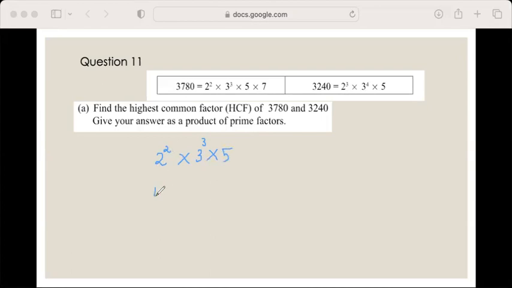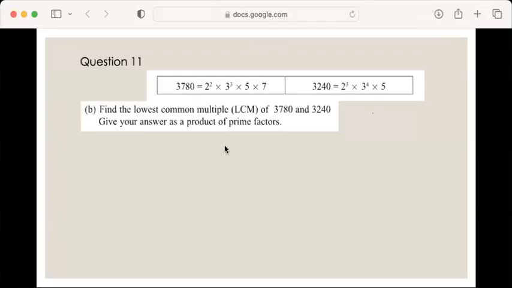So 2 squared is 4 and 3 cubed is 27, times 5. So that is the highest common factor. 4 times 27 times 5, which is 540. Right, so you must have got the correct answer, I believe. Right, okay, let's move on to the next part of the same question.